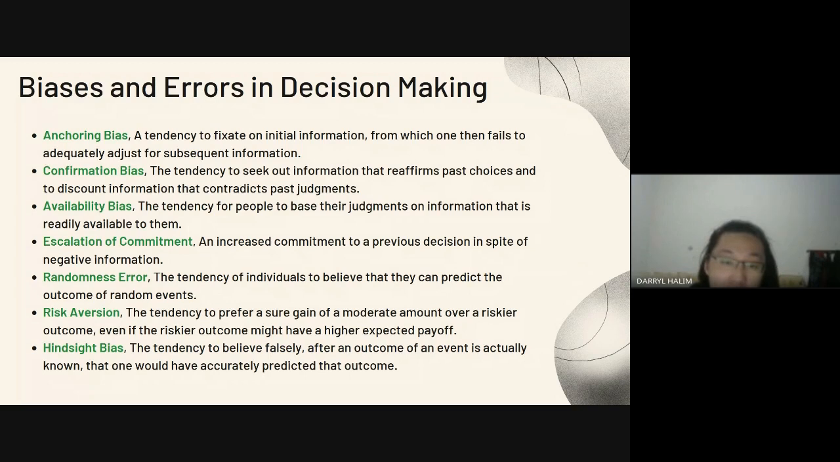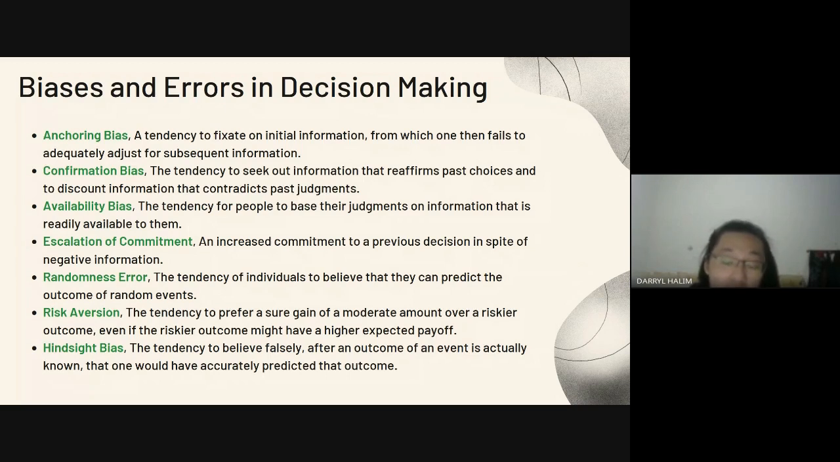And then the next one is escalation of commitment. Instead of changing your decision, you keep increasing your commitment on that decision in spite of information that proves it wrong. And the next one is randomness error.